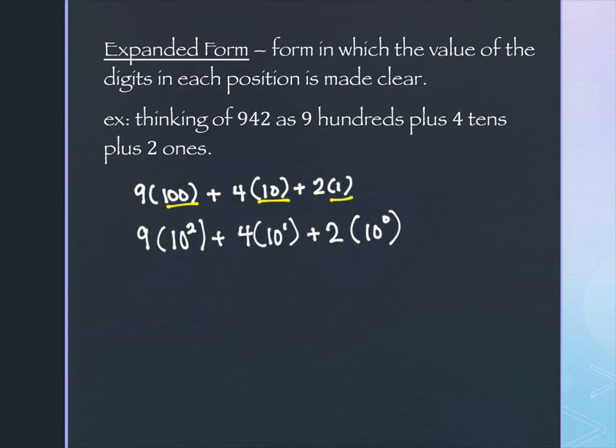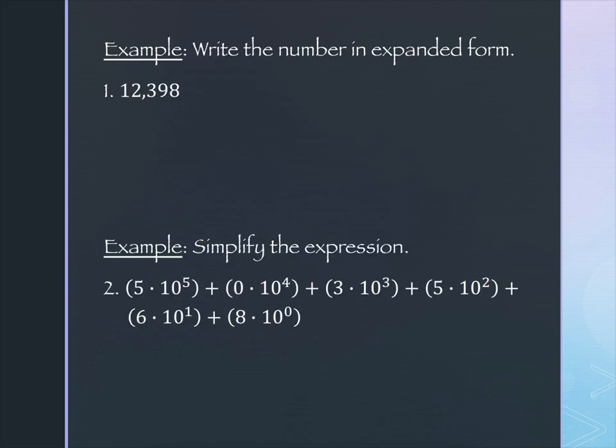So one of the ways that you can quickly remember what the power is, it's the same as the number of zeros that are present. So in the number 100, you have 2 zeros, so it's 10 to the 2, okay? In the number 1, you have 0 zeros, so it's 10 to the 0. So that's a quick way to remember these different place values. We're going to take a look at a couple of examples, one going into expanded form and one pulling expanded form back into our standard form.